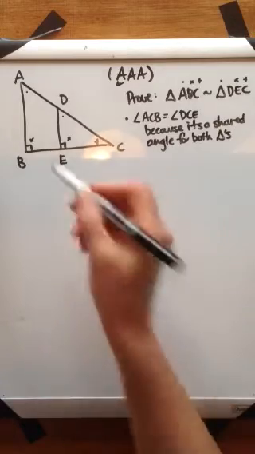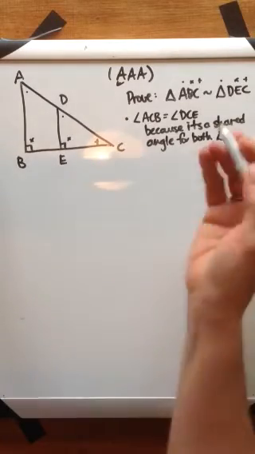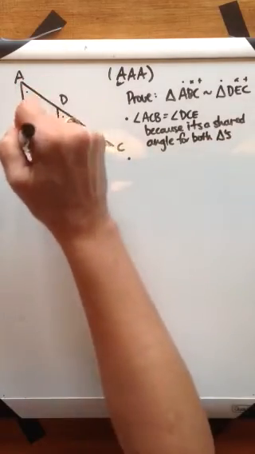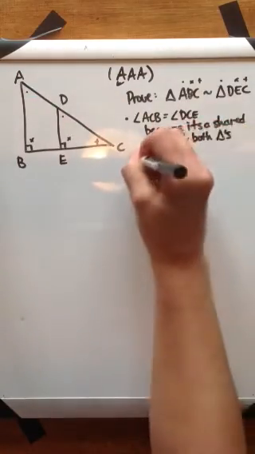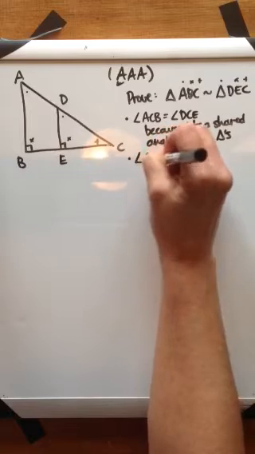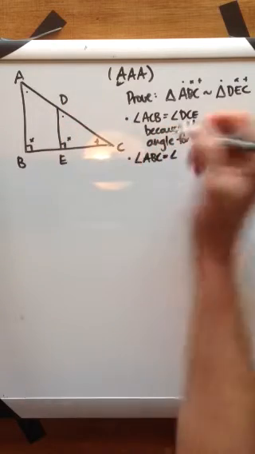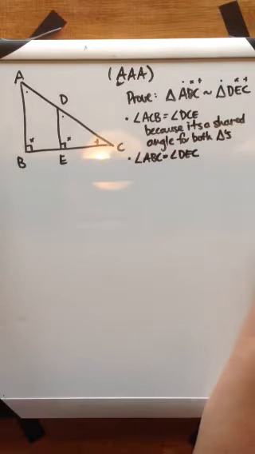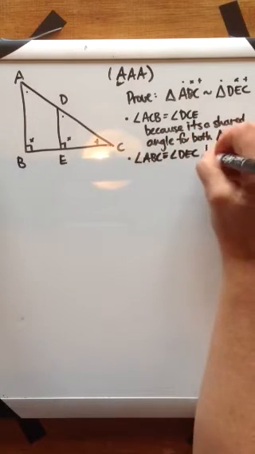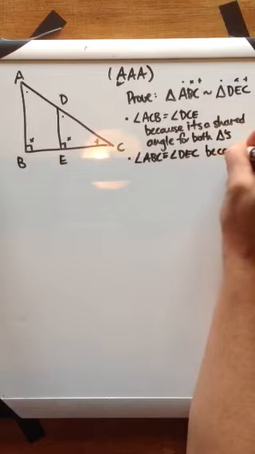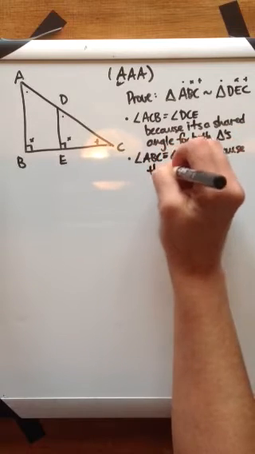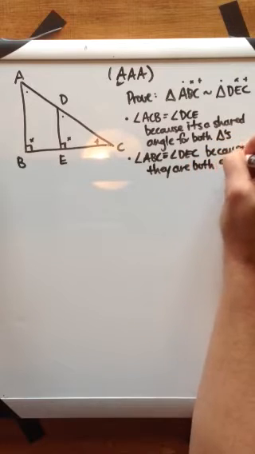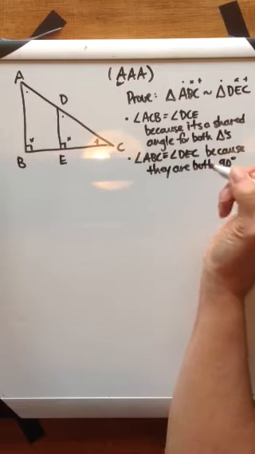Let's choose another one. Maybe we could choose this one that's a right angle because that's a little bit obvious, isn't it? Let's call this angle here ABC. So angle ABC is equal to angle DEC. And I'm going to give a reason for why I say that's true. I'm going to say it's because they are both 90 degrees. That was a little bit of a gift for us, wasn't it?